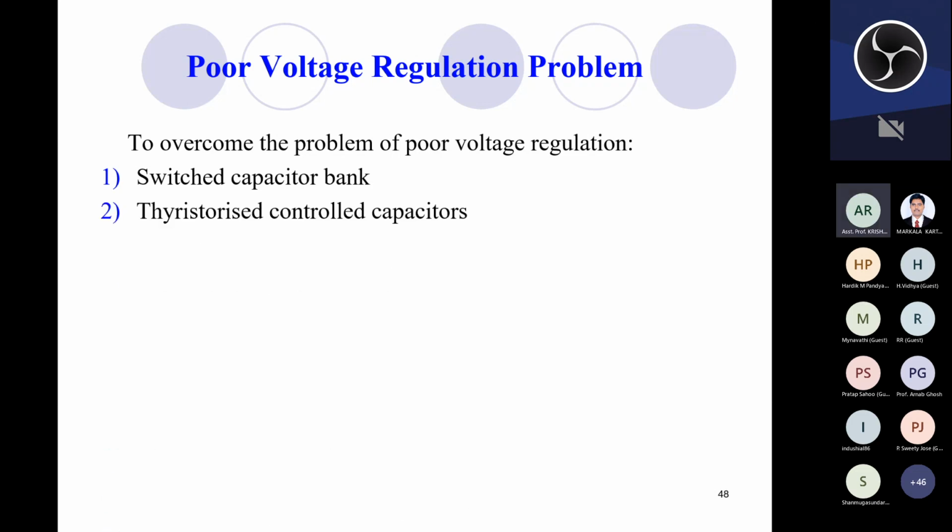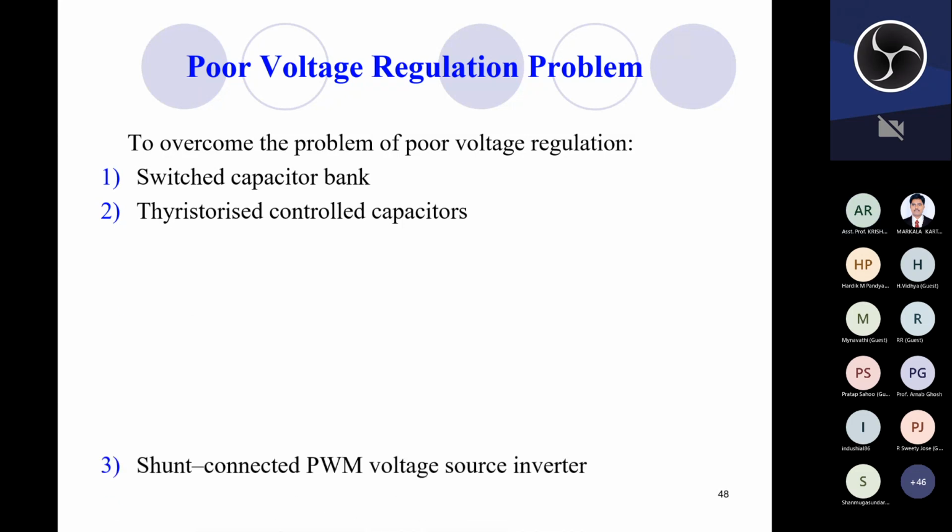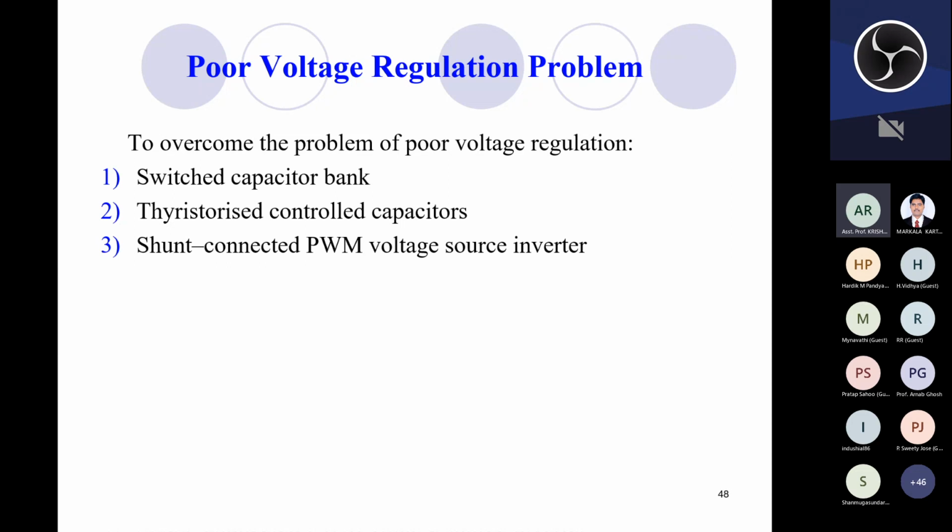Next, thyristor controlled capacitors, that means we can use power electronics to control the value of capacitors to maintain the voltage. Then a shunt connected PWM voltage source inverter as a source of reactive power can be used. So here we can see voltage source inverter. This inverter will supply the reactive power which is required to control or maintain the output voltage. We can also use static reactive power compensator.